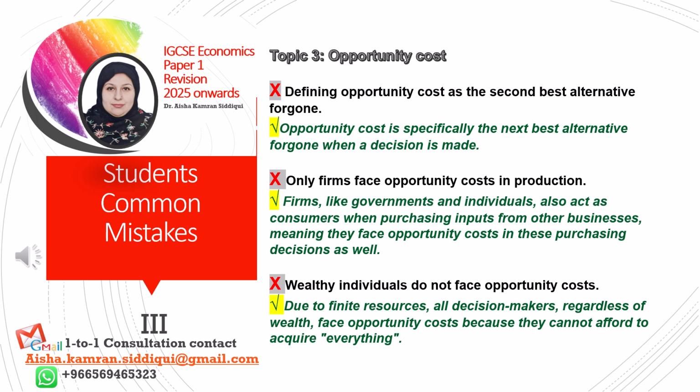Number 2, only firms face opportunity cost in production. This is incorrect. The correct answer is that governments and individuals, acting as consumers when purchasing inputs from other businesses, also face opportunity cost in these purchasing decisions. Third, wealthy individuals do not face opportunity costs. This is incorrect because, due to finite resources, all decision makers, regardless of the wealth they hold, face opportunity costs because they cannot afford to acquire everything.